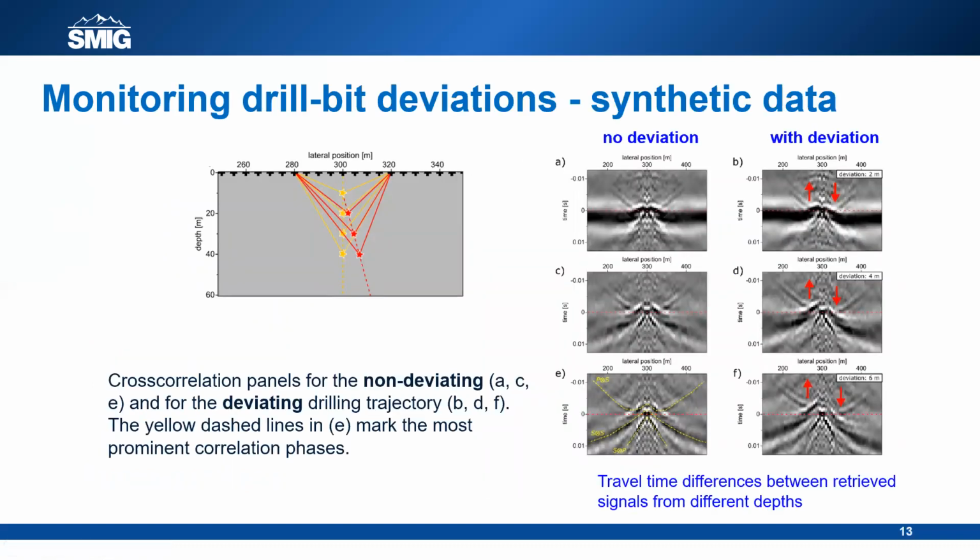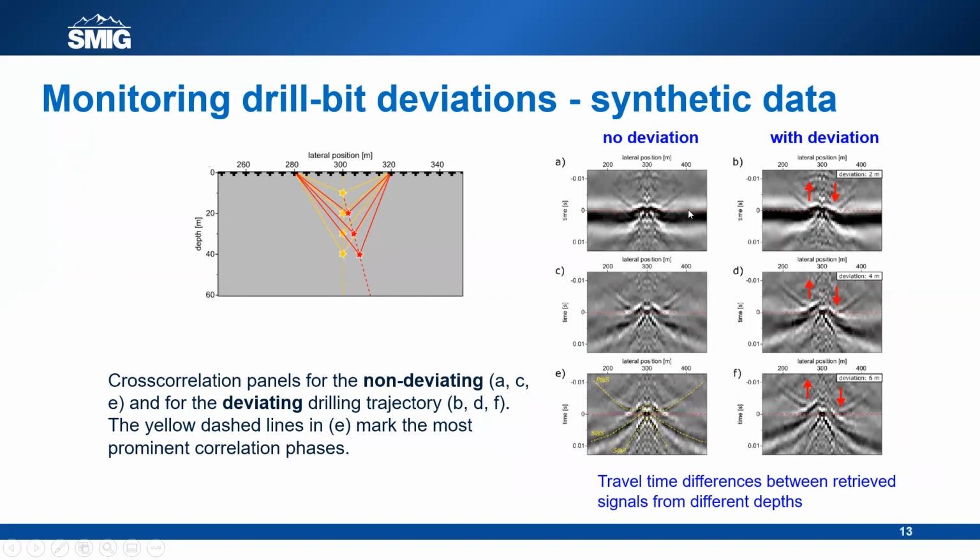Here you can see the results of this approach. You have no deviation in the left column and deviation in the right column, and you can see that it's actually pretty clear where this deviation in the drilling trajectory is happening. It can be detected already at 2 meters depth. So it's really promising results.